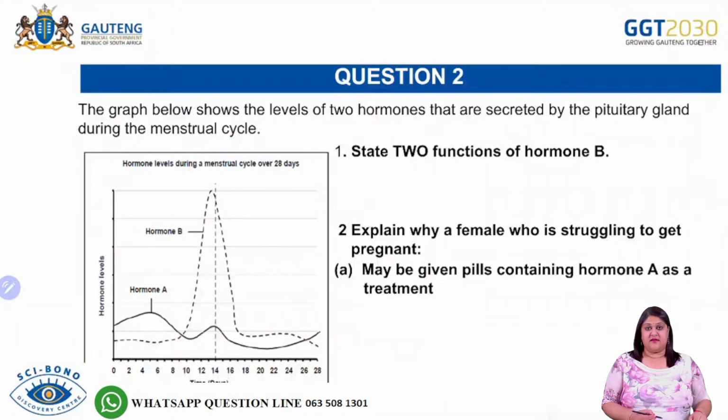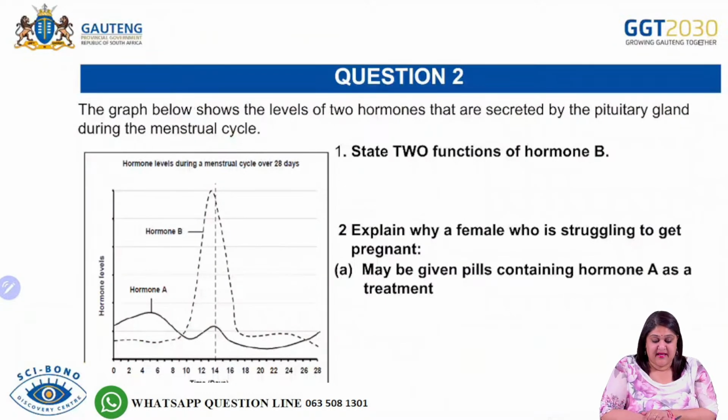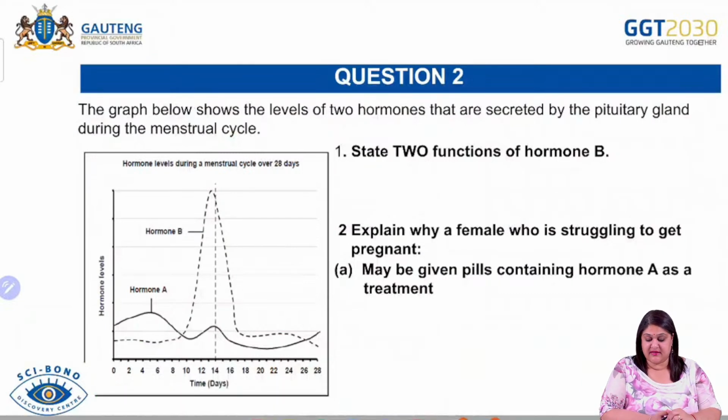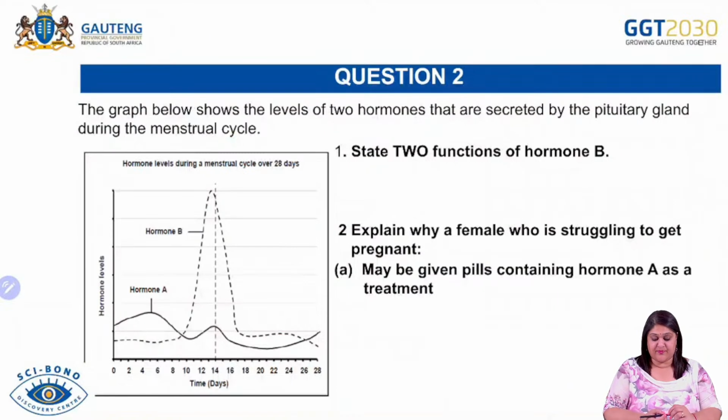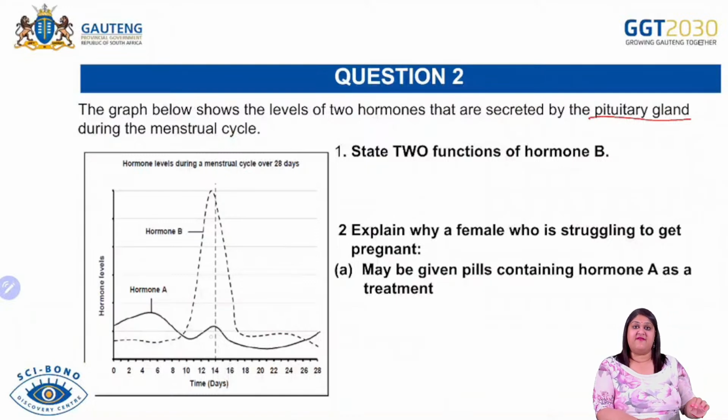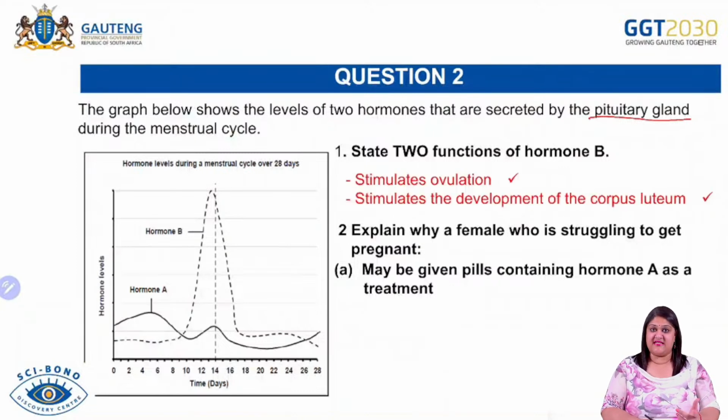Right. Another question. The graph below shows the levels of two hormones that are secreted by the pituitary gland during the menstrual cycle. State two functions of hormone B. So they're telling you now that it's two hormones secreted by the pituitary gland, so you must already know that we're talking about LH and FSH. And then for B, how do you know what it is? You look at day 14, what is happening over there? We have this peak just before day 14, therefore we are looking at LH. What is the function of LH? It stimulates ovulation and stimulates the development of the corpus luteum.